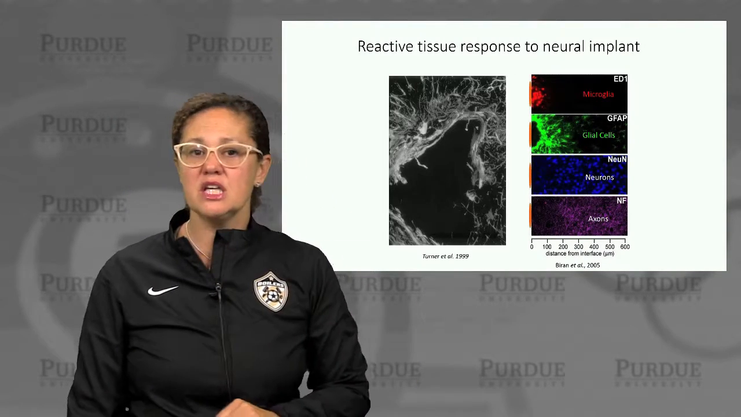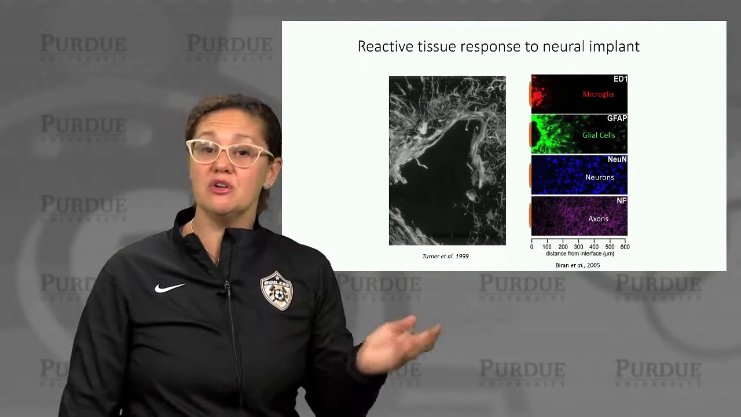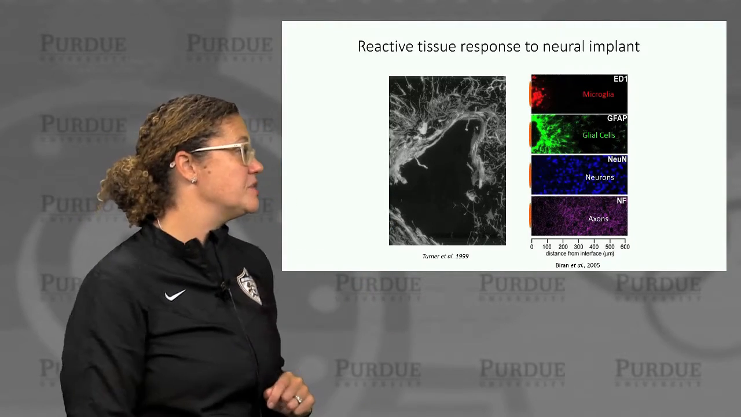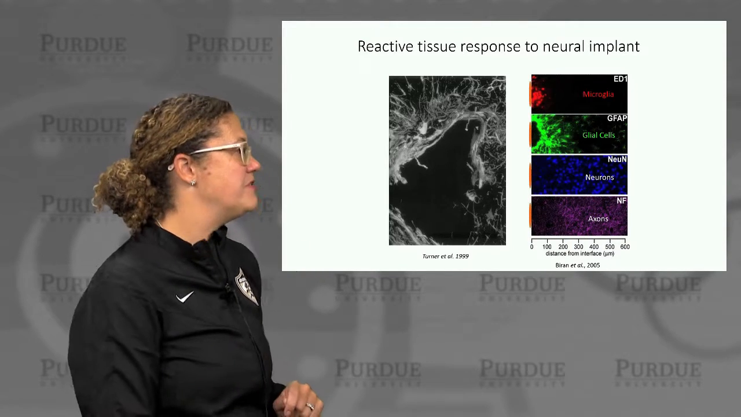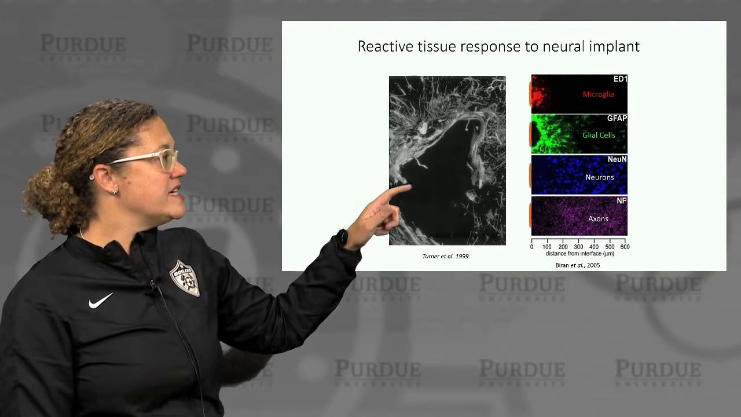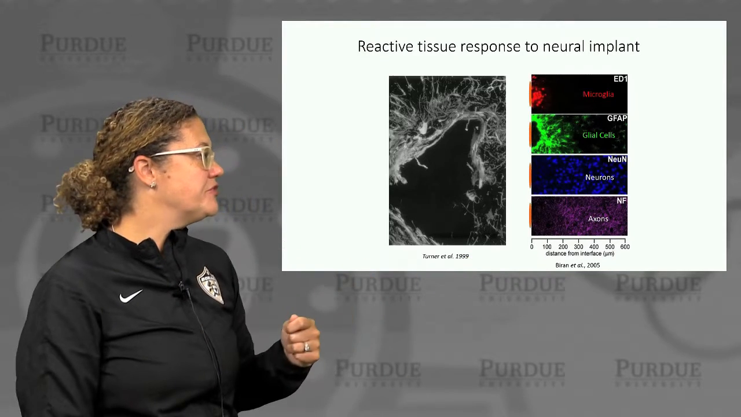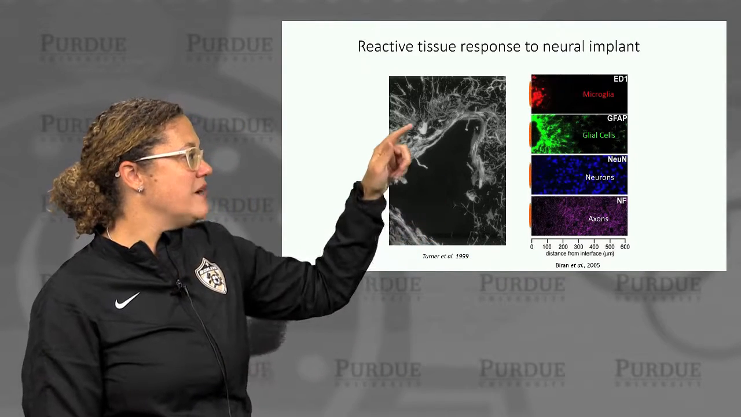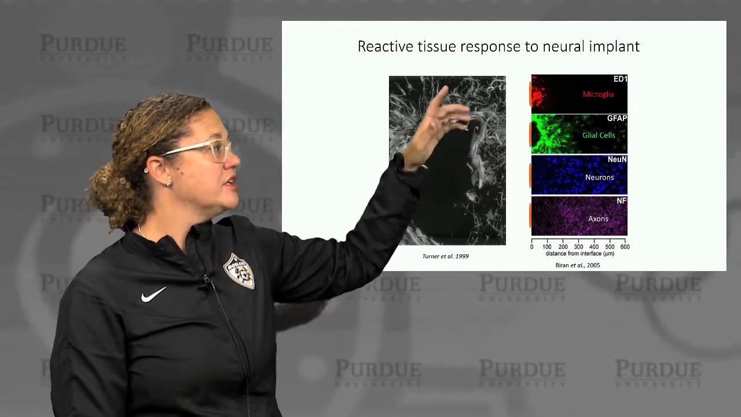So here's what this can look like in the brain. Here's a reactive tissue response to a neural implant. In our last lecture, we were talking about the brain-computer interface and neural implants as a type of biohybrid device. What you see here is very typical: in this case, an electrode was removed from the brain. We can see the site where the electrode was, and you can see all this fibrous tissue and what's called a glial scar.